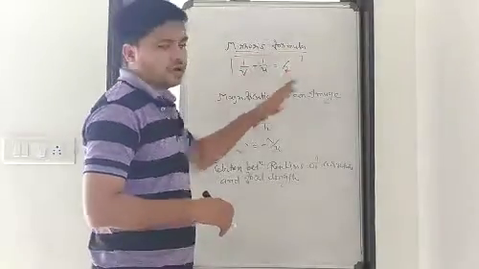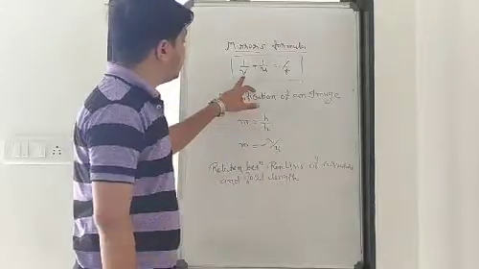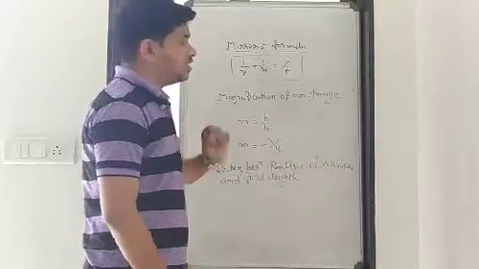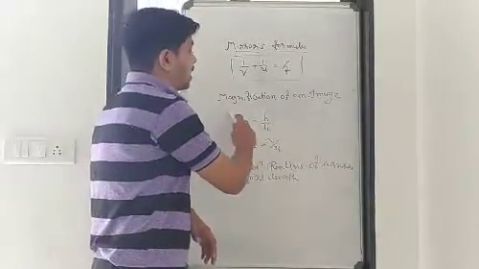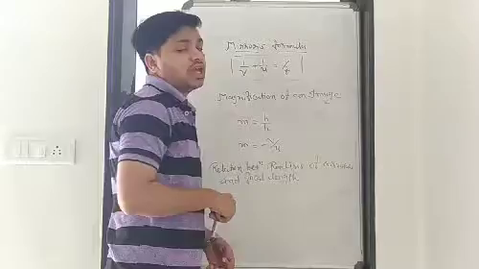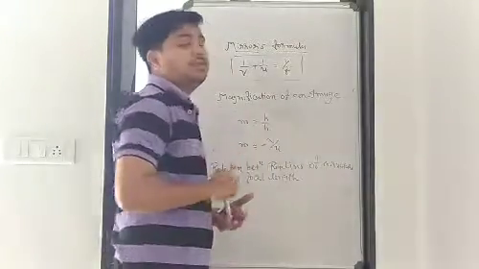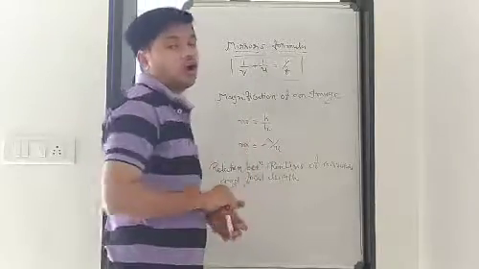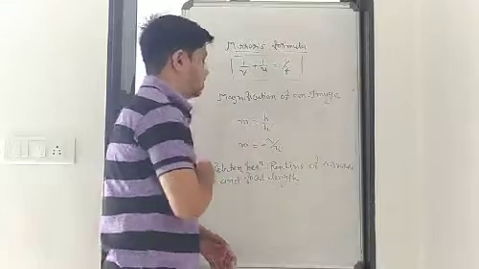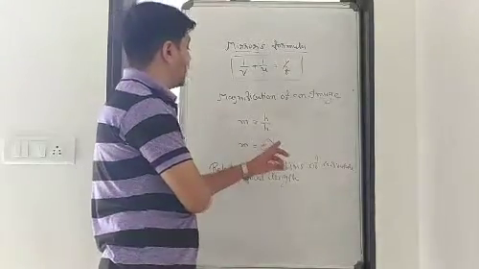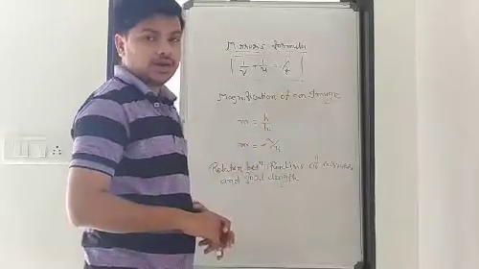The first one is the mirror's formula, which is 1/v + 1/u = 1/f, where v is image distance, u is object distance, and f is focal length. The magnification of an image is m = h'/h, where h' is the image height and h is the object height. Another equation of magnification is m = -v/u, where v is image distance and u is object distance.